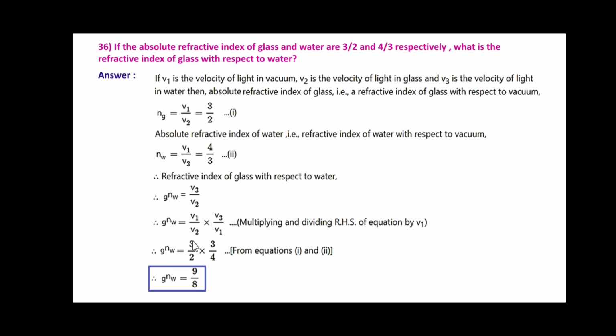Therefore, you can write gNw is equal to the value, we will substitute V1 upon V2 and V3 upon V1, 3 by 2 into 3 by 4. So we will get gNw is equal to 9 upon 8.